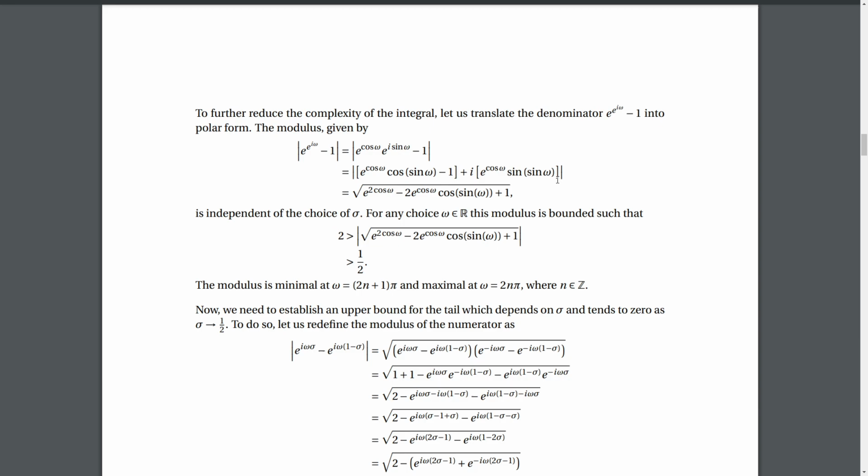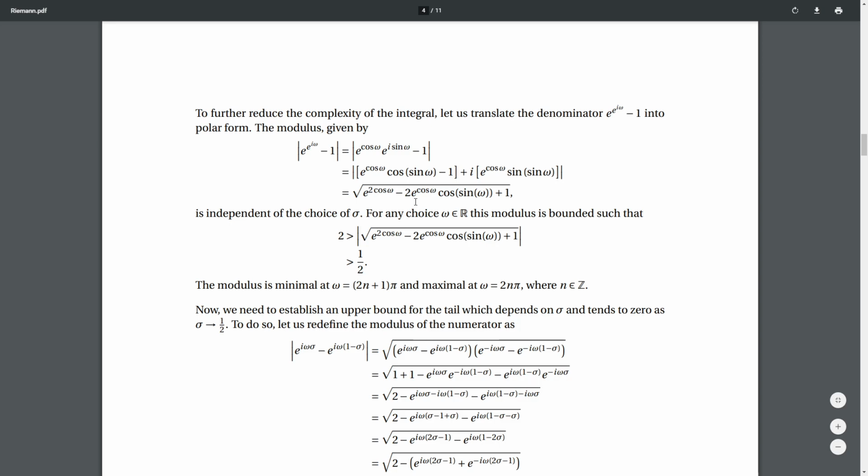We see that we have this here, and it's the square root, and so on. It's independent of the choice of sigma, because there is no sigma term here, so this is fully determined by our unit circle, and it's always going to be periodic because of this right here. This modulus is always fixed between 2 as a strict upper bound and 1/2 as a strict lower bound. So it's minimal at the odd multiples of pi, and it's maximal at the even multiples of pi, and that's because this term right here is maximal at the even multiples of pi.